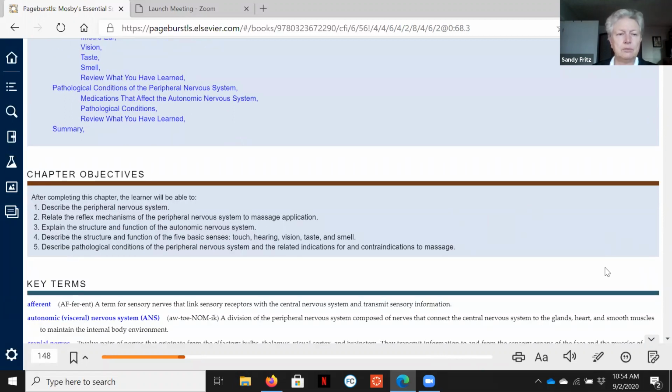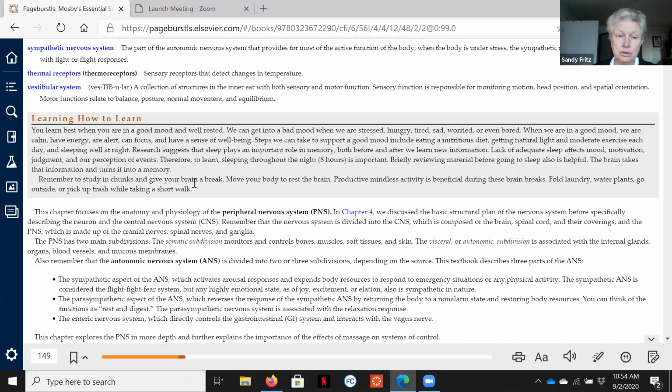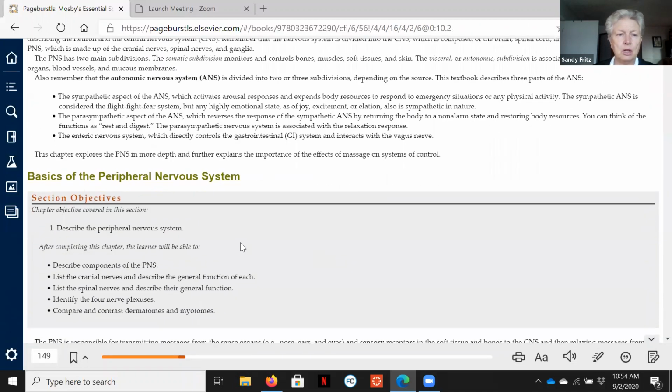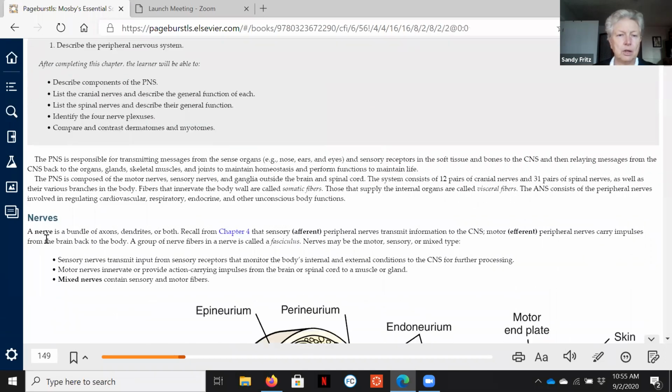So, this should be old hat now. Read your objectives, know your key terms, learn how to learn this information, get your general idea of what your reading section is going to be and what we're talking about there by looking at the section objectives. I'm going to have a little bit of overlap with the previous chapter, but this is more about the nervous system structures outside of the central nervous system.